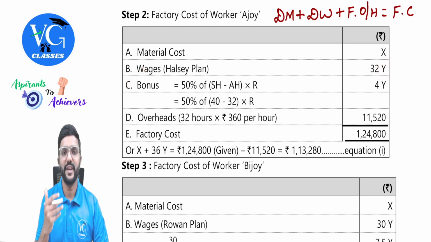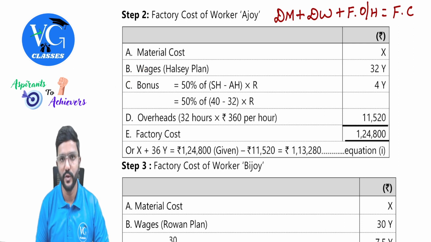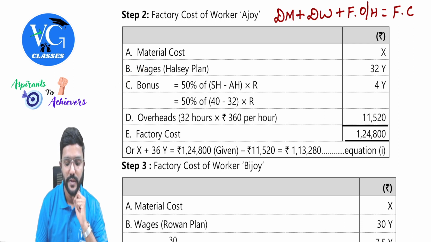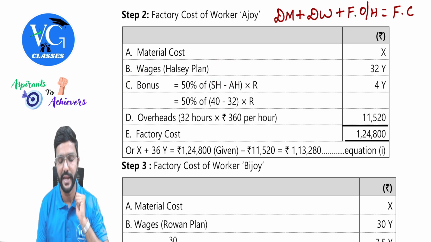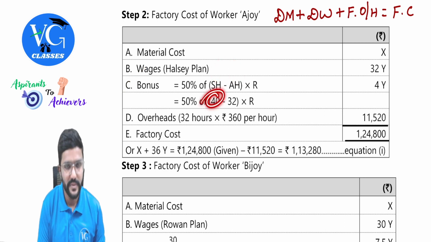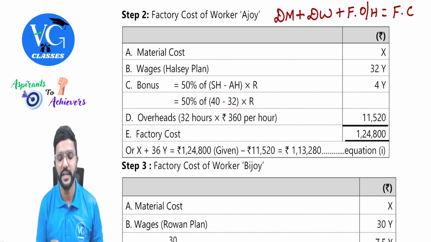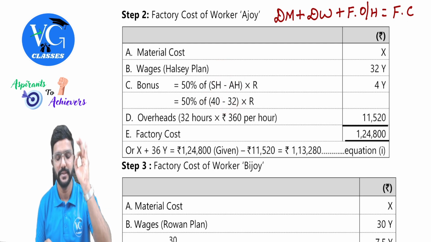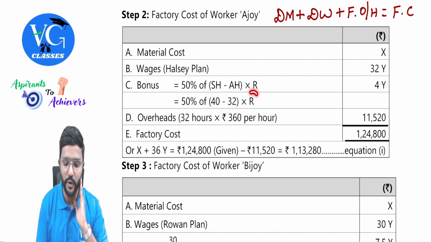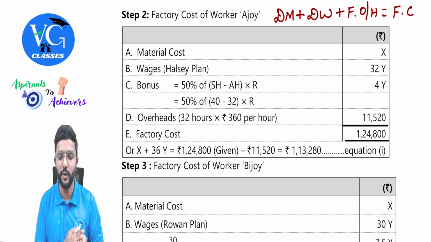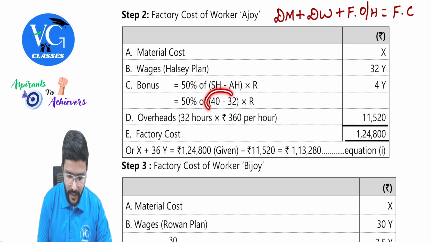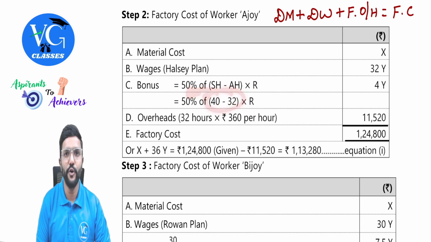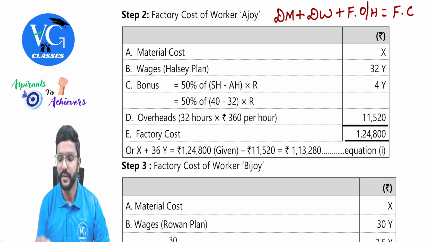Then coming to bonus. So they are following the Halsey plan. 50% bonus will be given for time saved. So time saved is time allowed minus actual time taken, guys. So it is 40 time allowed minus time taken 32. So time saved is 8 hours into rate we don't know. That is Y. We are considering it as Y. So 8 into 50% means 4 we will get. So 4Y.